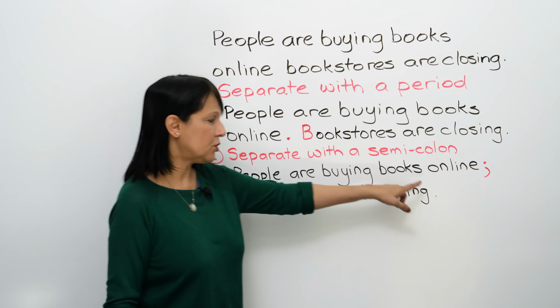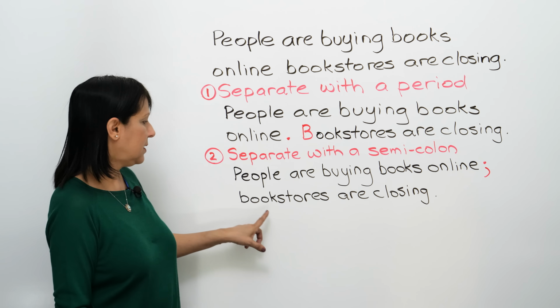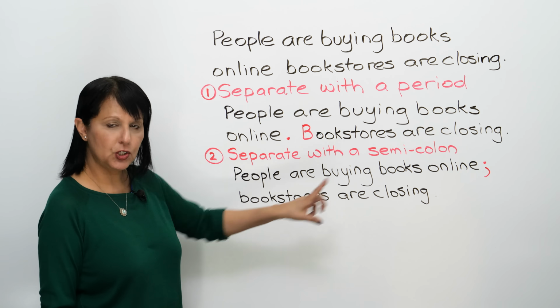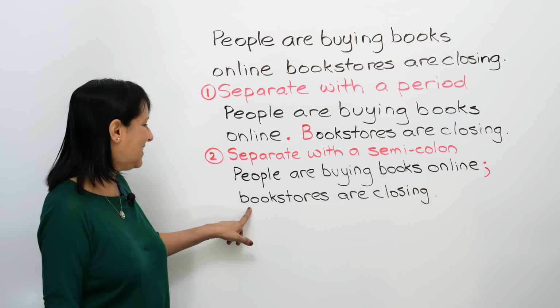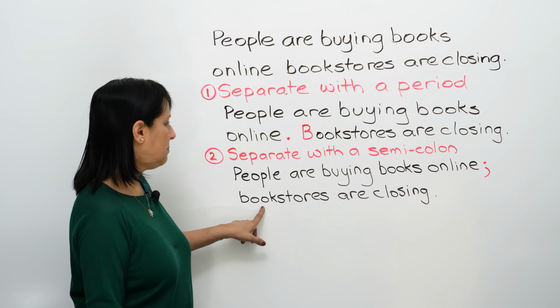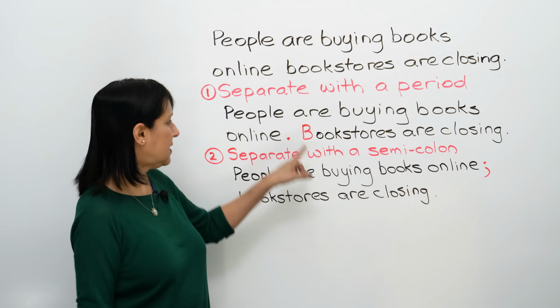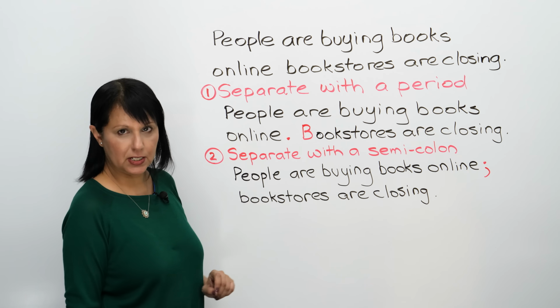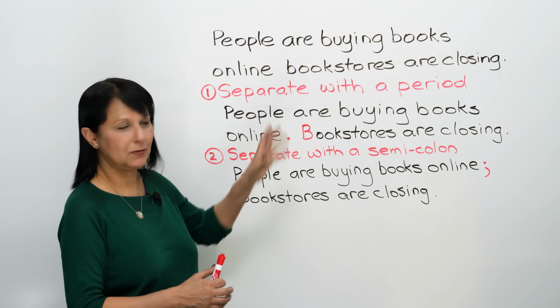People are buying books online; and now we've created the separation, but we don't need to capitalize anything here, okay? So then we say people are buying books online; bookstores are closing, all right? So the only difference was here we created two separate sentences. It's a little more basic also here, all right?